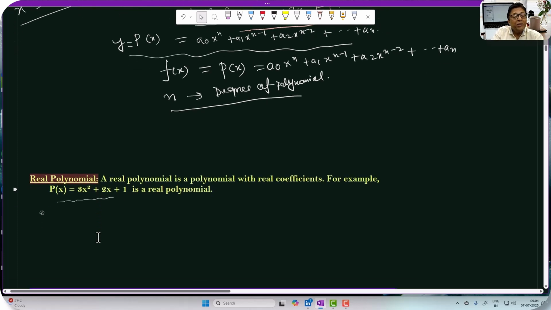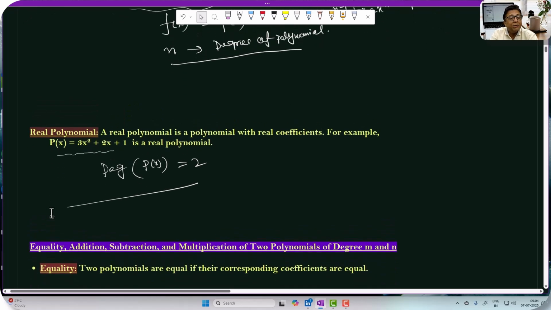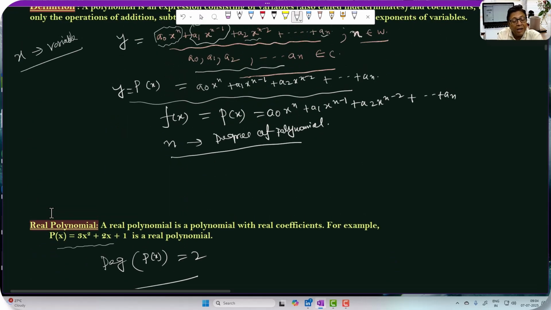This polynomial has degree 2. Here the degree of the polynomial, we will write deg p(x), is equal to 2. A polynomial can have 0 degree. A polynomial can have 1 degree. Based on that, polynomials will be of various types. If we just write a few over there, different types of polynomials, then we can say a constant polynomial.